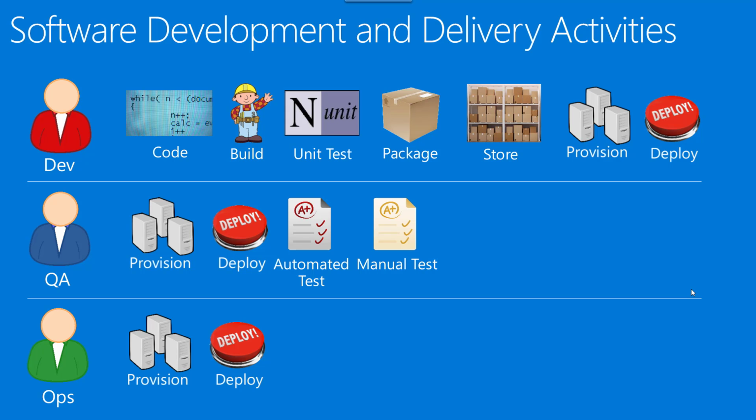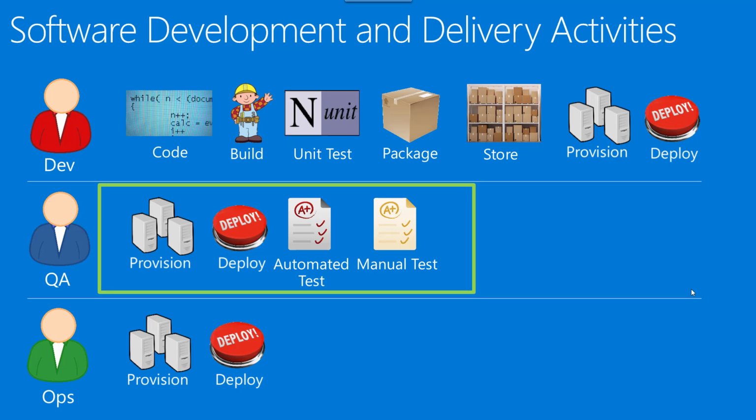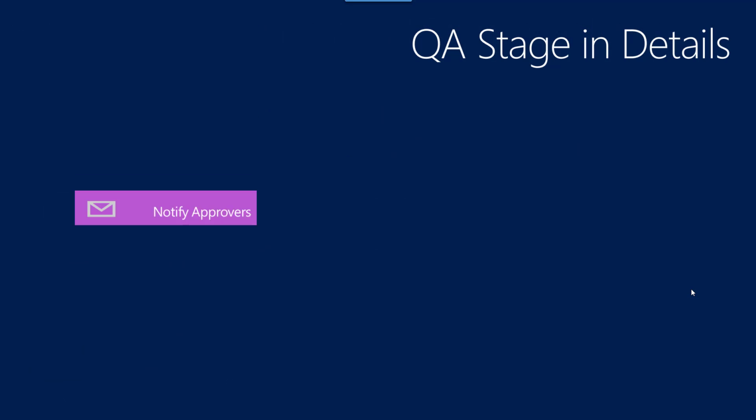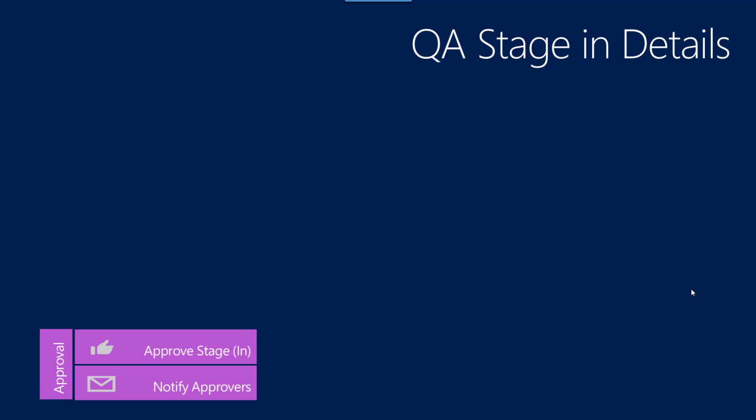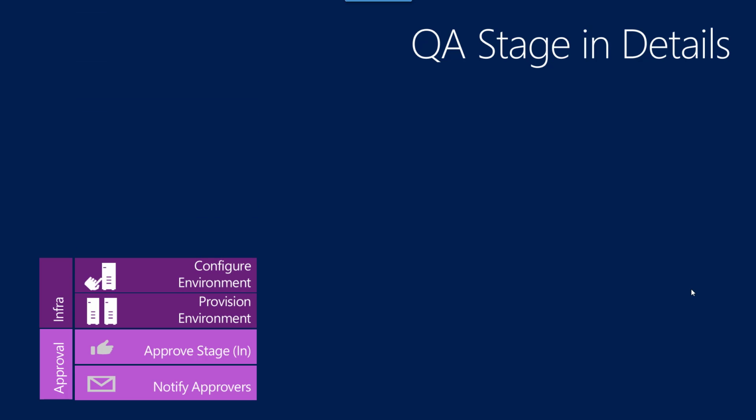So let's look in detail at the release management steps for one stage, starting from the pre-deployment approval and the post-deployment approval. We will take QA as an example. The stage starts with the QA receiving the notification to approve that the development is completed and they are ready to approve so the deployment can start. Once the QA approves, then the deployment starts. And the first step is provisioning the environment. This is part of infrastructure as code.